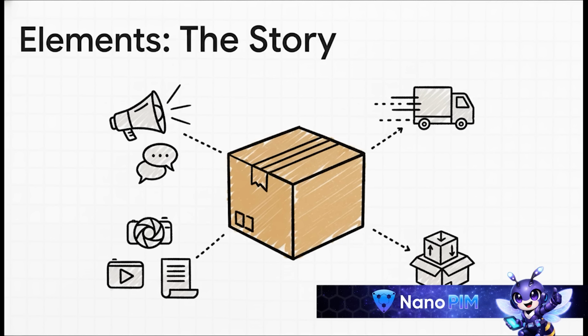Now part 2 is where the magic happens. This is the story. This is where we add all the marketing and sales copy, the catchy product name, the compelling descriptions, the benefit-driven bullet points. But it also includes crucial logistics info, like package dimensions, and most importantly, direct links to all your digital assets, your images, your videos, your instruction manuals.